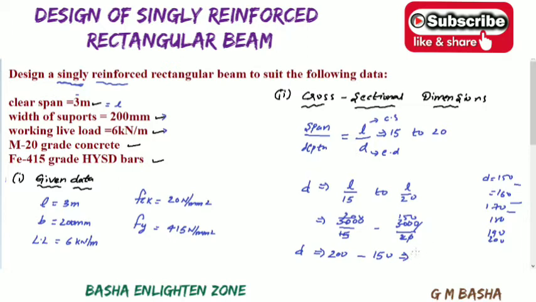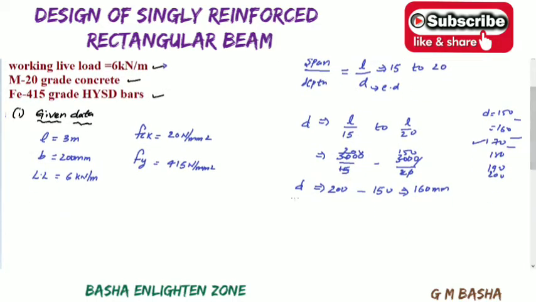So I am selecting for the trial section which is 160 mm. If you want, you can prefer 170 mm and go for the design, no problem. And overall depth will be some 200 mm approximately. I am selecting this for our trial section.